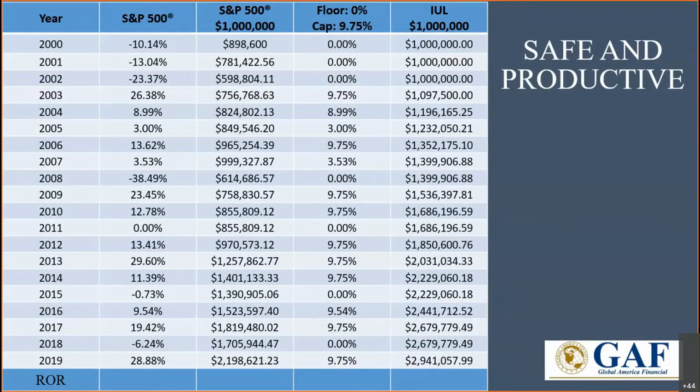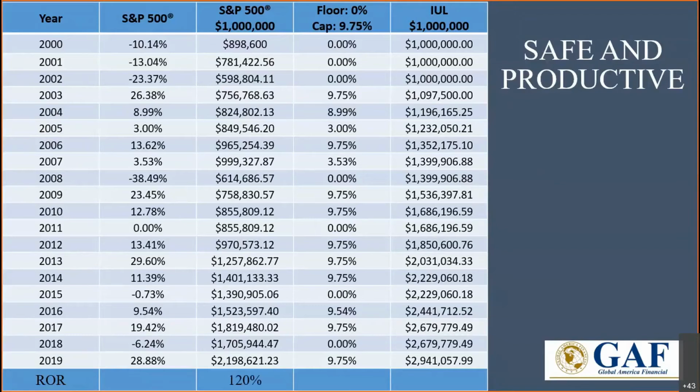Okay? So if we look at the S&P 500 compared to the IUL, if we look at that and say we had $1 million back in the year 2000, that money would have doubled in 20 years from 1 million down right at the bottom of the column. You see $2.198 million. Remember, it doubled. That's a rate of return of 120%.